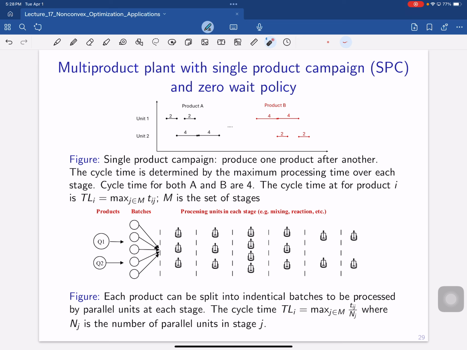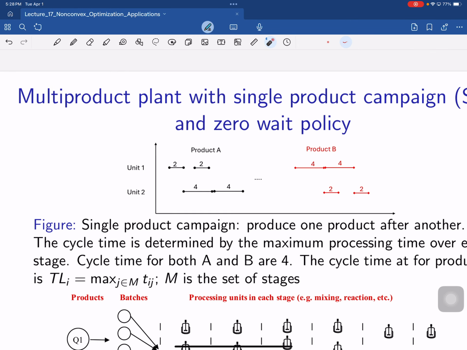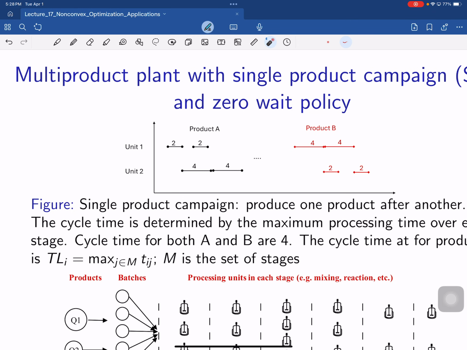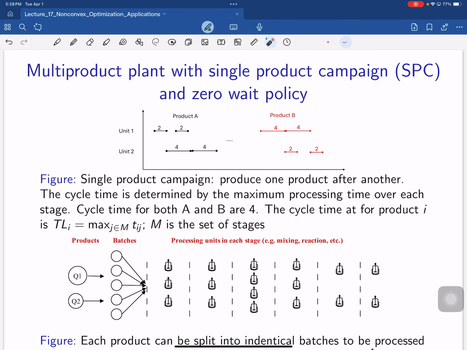This problem is called a multi-product plant with a single product campaign. The idea is you have a plant that can produce different products, but you have to produce one product after another.